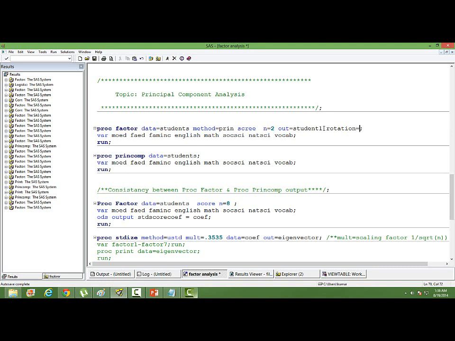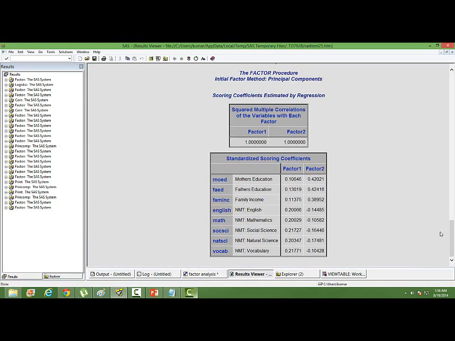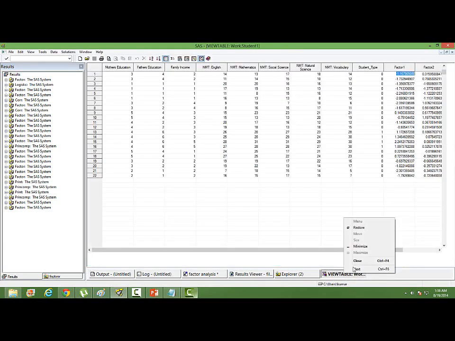Rotation is equal to varimax. Rotate is equal to varimax. Was there any error? Okay.